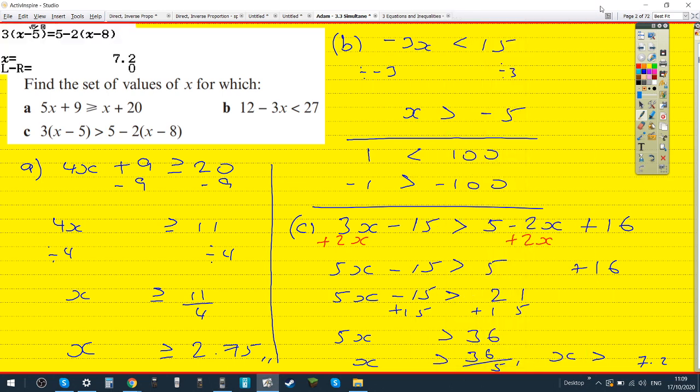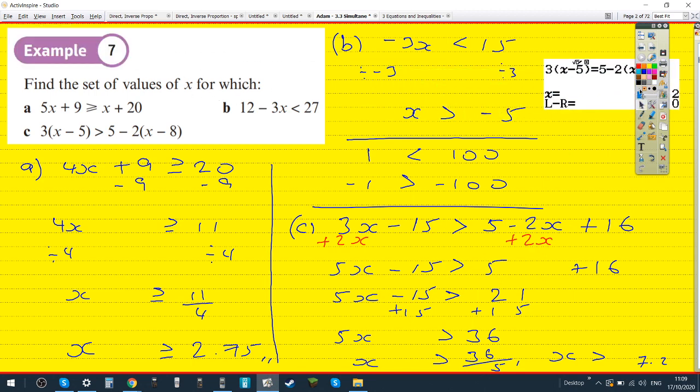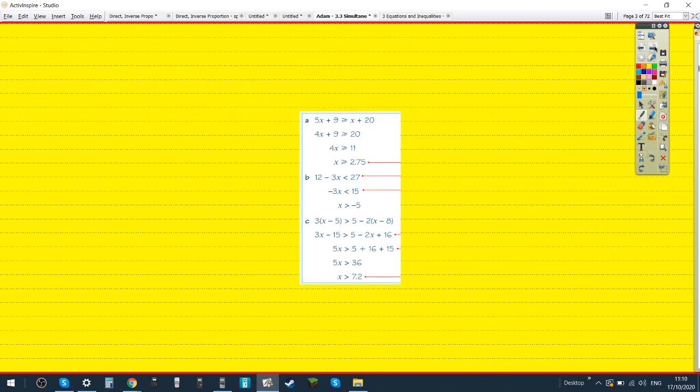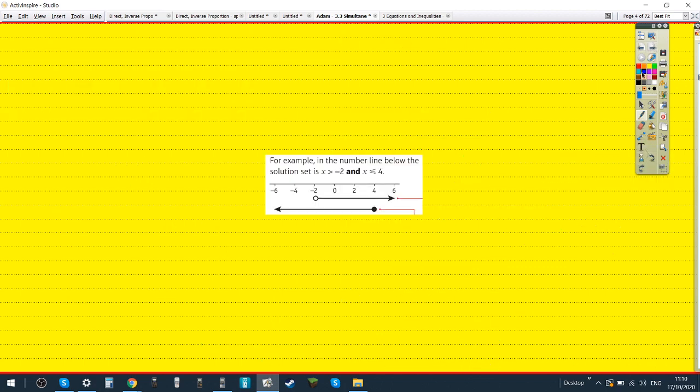We know that it's actually x is greater than 7.2, but if it involves negatives, you don't know which way the sign is going to go. But if we said the answer is 7.2 and we got 7.2, we're probably all right. Just have to watch out for it.